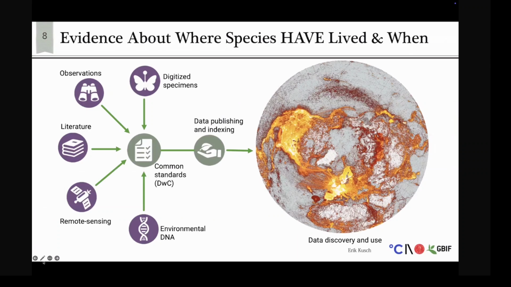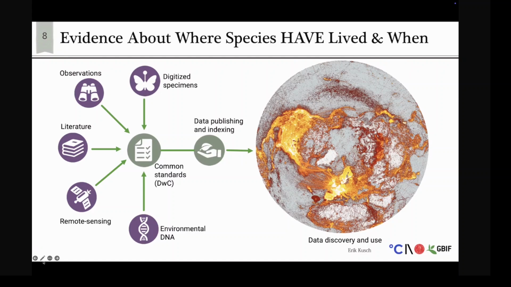GBIF, in the shortest form, tells us about evidence about where species have lived and when on our planet. This comes down to digitized specimens, such as museum collections that have been digitized, observations being made in the field, literature reviews telling us where people have claimed to have cited certain species, remote sensing, and also environmental DNA sequencing, all of which are very different data types that get harmonized via common standards.